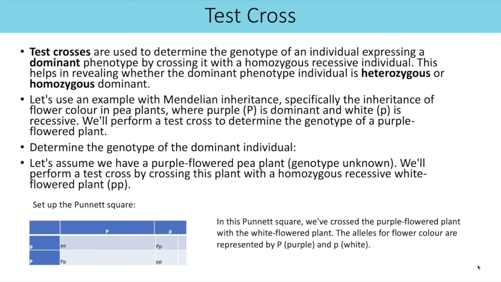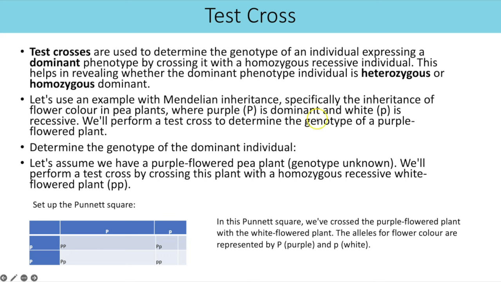Test cross is the final thing we're going to look at, and these are used to determine the genotype of an individual expressing a dominant phenotype by crossing it with a homozygous recessive individual. And this helps in revealing whether the dominant phenotype an individual has is determined by a genotype that's heterozygous or homozygous dominant. Because if you have the dominant phenotype, that could be someone who's homozygous dominant or heterozygous.